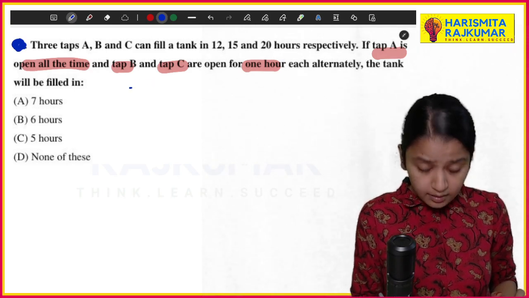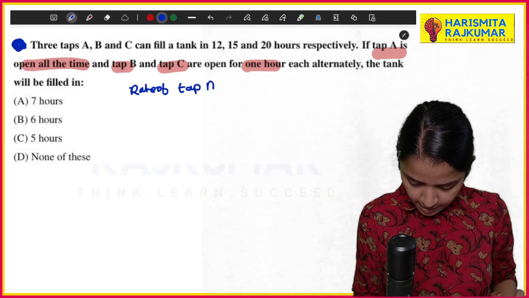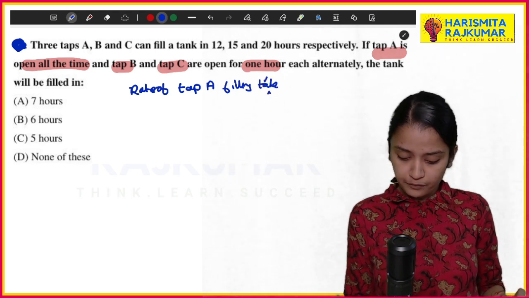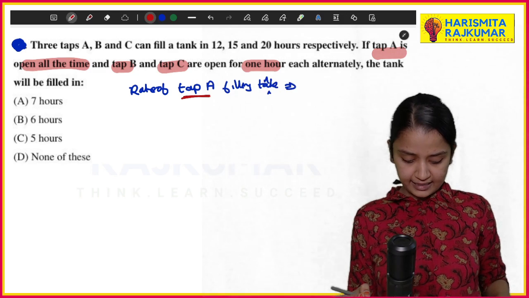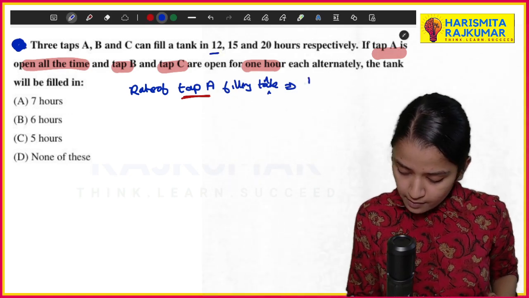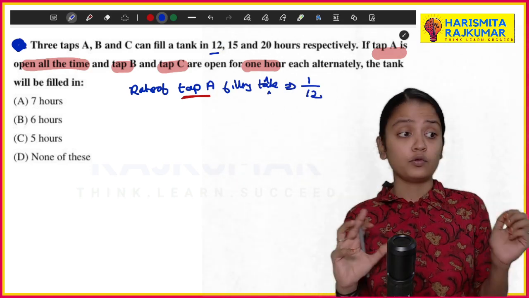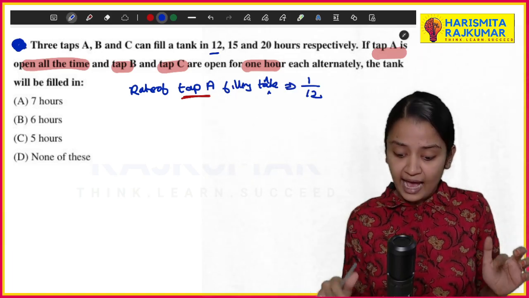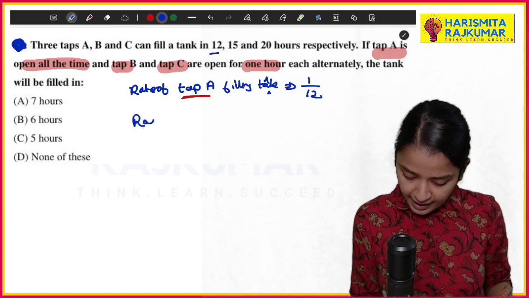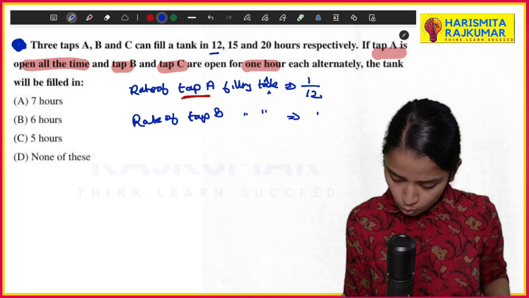So the rate of tap A filling the tank will be 1 by 12, because you know it is 12 hours. The rate of that will be 1 by 12. If you want to study about taps and rates, I will definitely put up a clear video explaining that without fail. The rate of tap B filling the tank is 1 by 15.